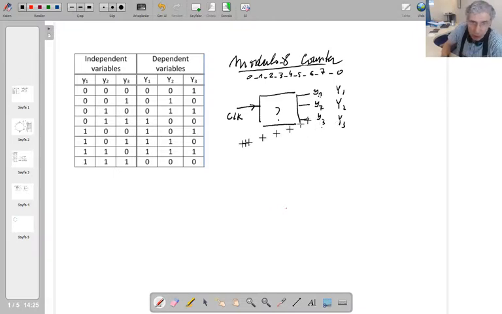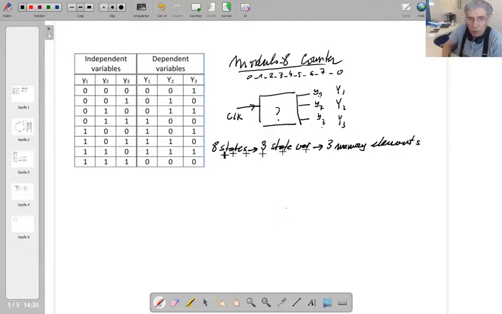So if we've got 8 states, that means 3 state variables, which means 3 memory elements. So I determined at this stage we are going to use 3 memory elements, 3 flip-flops inside. I know that. What I don't know is the combinational circuit. How are you going to do it? So look at this table now.